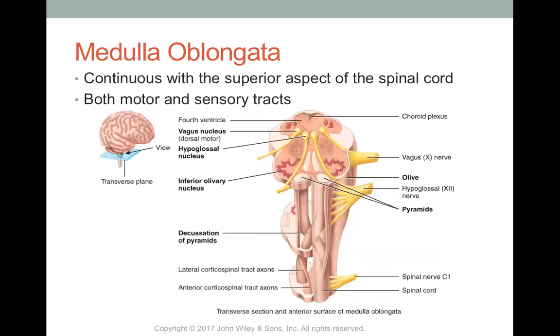The medulla is continuous with the upper part of your spinal cord, or the superior part of the spinal cord, and it contains a portion of both motor and sensory tracts. So remember, when we talk about the nervous system, we will be talking about our motor and sensory tracts. So it has both motor and sensory tracts.